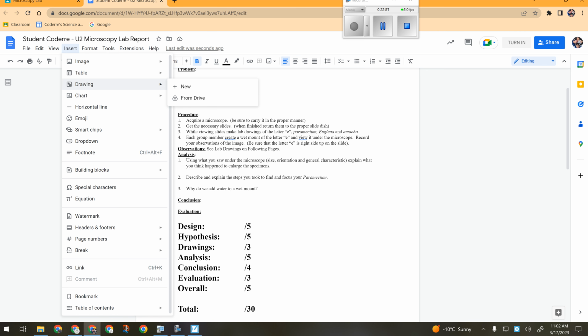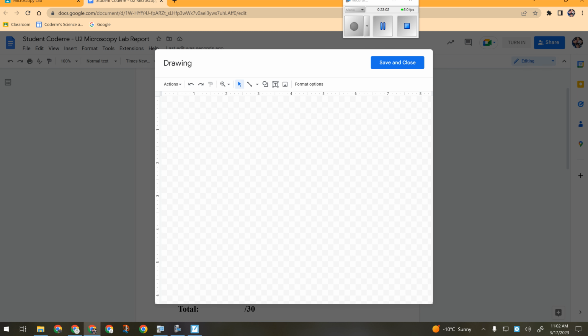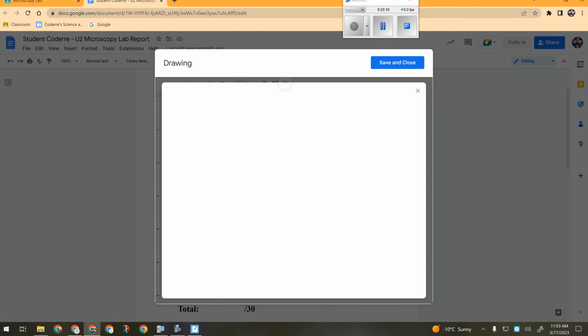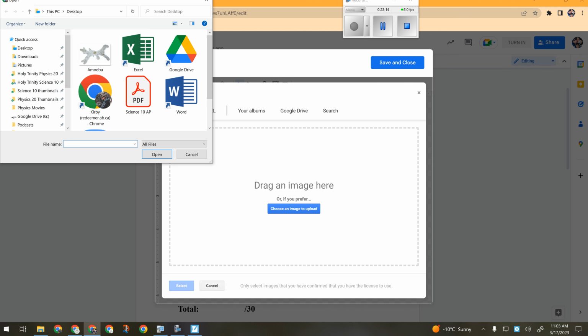All right, and I'm going to go new. Okay, and then it opens up this dialog box. It's pretty simplistic. Right, so what I want to do then is I want to insert a picture that I already have. Okay, so choose an image to upload, and I've got an amoeba here all ready to go.